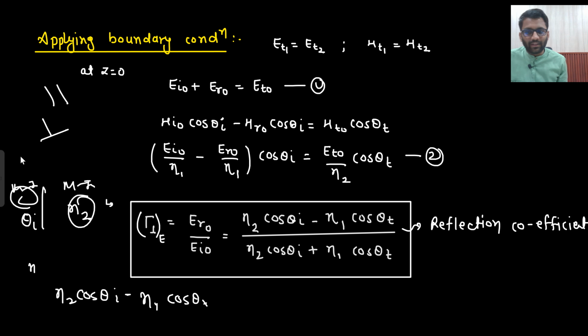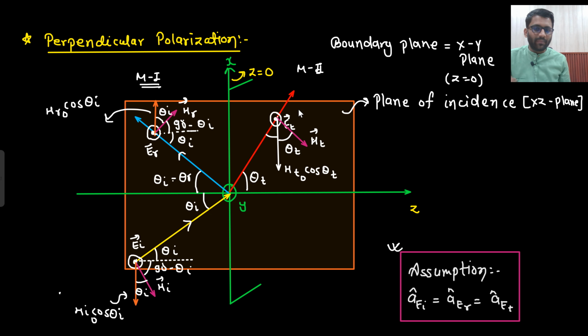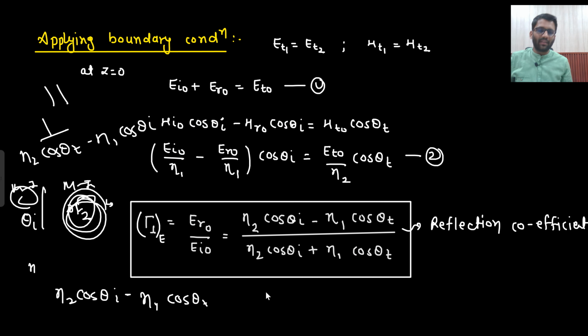That means eta 2 cos theta T minus eta 1 cos theta I. That means eta of this medium, angle of this medium as well. What do I mean by angle of this medium? Basically here the angle is theta T, no? So eta of this medium, angle of this medium. So eta 2 cos theta I. So this is the way to remember.